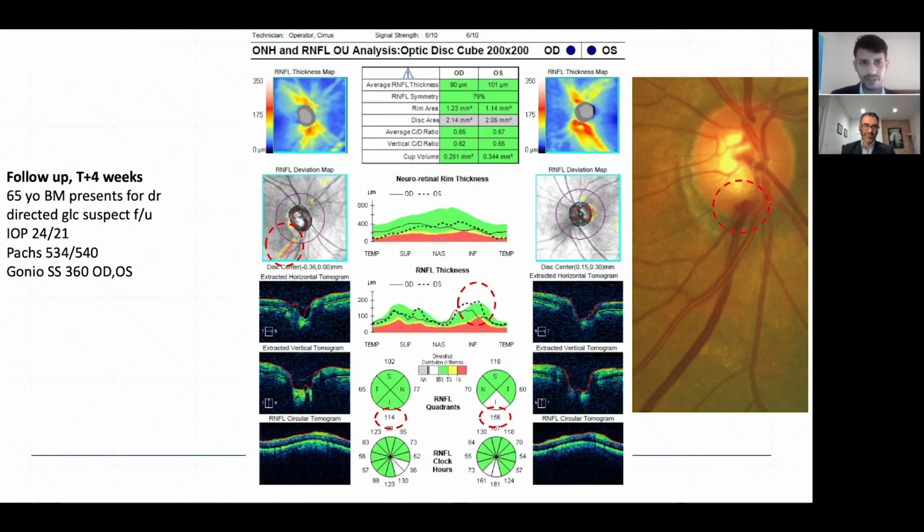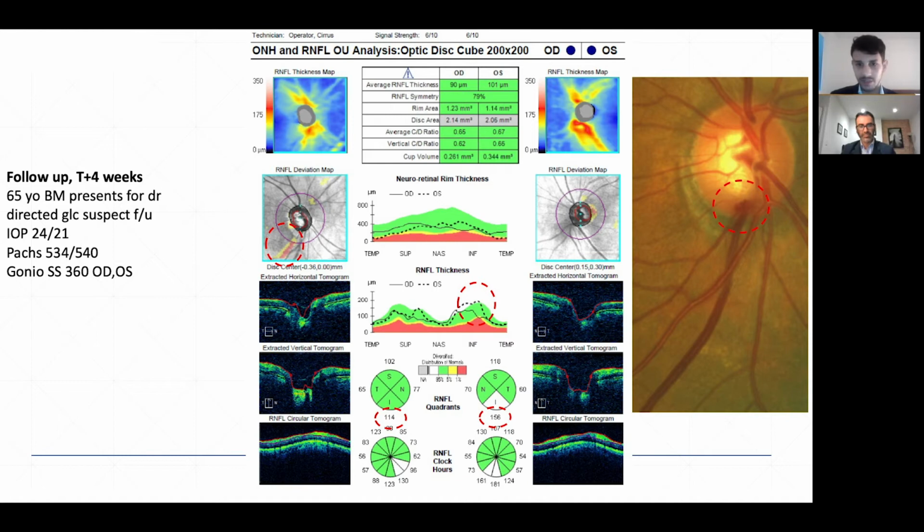About 4 weeks later, this patient shows up, pressure 24-21. So remember, the right eye is the one with the disc heme, so that's the one we're really worried about. PAX, maybe thin average, but nothing too thin. Gonio was open. And again, first thing I look at is the quadrants. Everything looks fantastic in terms of colors, but look at that huge asymmetry.